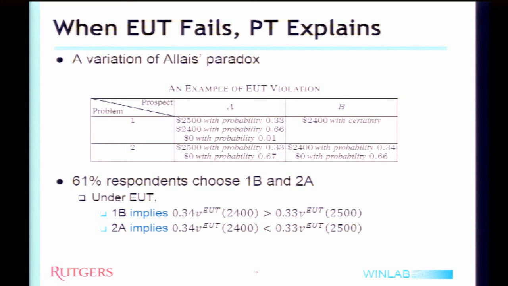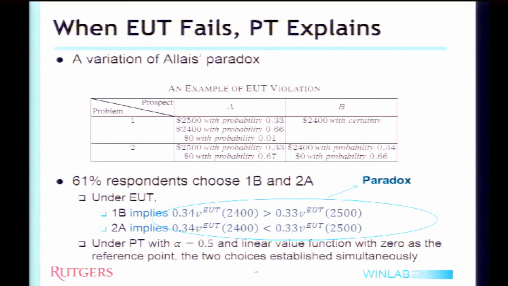61% of the respondents choose B in problem 1 and choose A in problem 2. After some simple calculation under EUT, the 1B choice implies the first inequality, and the 2A choice implies the second inequality. If you look at it carefully, you can see that this is a contradiction. It's a complete paradox, and EUT fails to explain this. However, with the help of PT, if we plug alpha equals 0.5 into the utility function of PT, these two inequalities can be established simultaneously. It means that PT can explain this phenomenon.